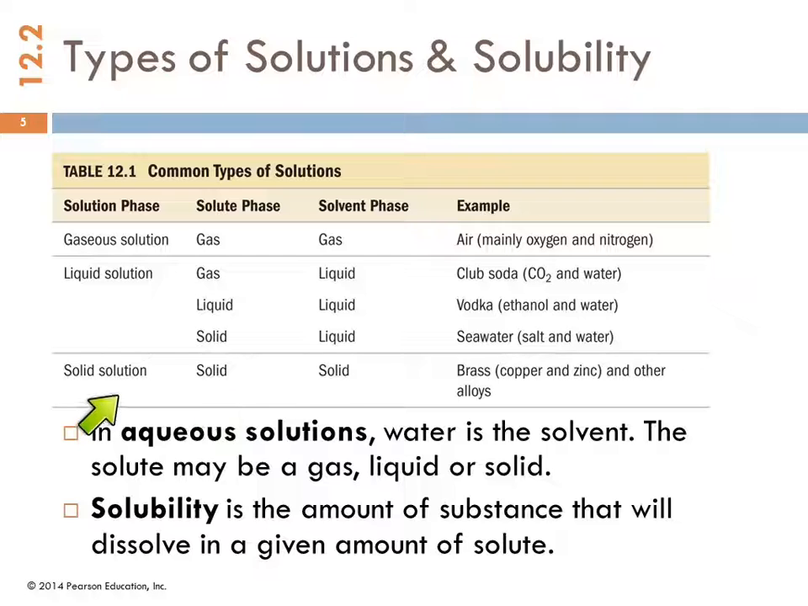You can also have solid solutions, solids dissolved in each other. Alloys are solutions of metals. So brass. Brass is a mixture of copper and zinc. Pewter is a mixture of metals. Stainless steel is a mixture of metals. They are solutions because they are homogeneous and they are mixtures.